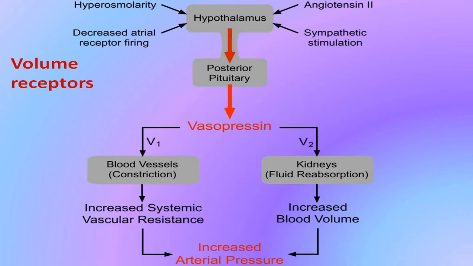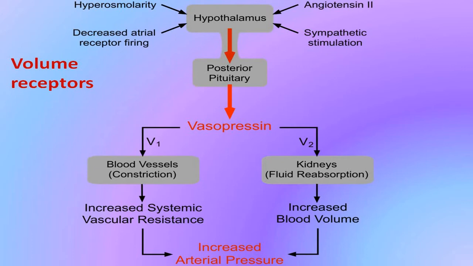Now the volume receptors, or low pressure baroreceptors. These are present in the auricles of the heart and in the carotid arteries. When these receptors detect a decrease in the blood volume in the atrium or in the auricle, a signal is transmitted from the receptors to the brain, to the part of the brain that is the hypothalamus. The hypothalamus then stimulates the pituitary gland.